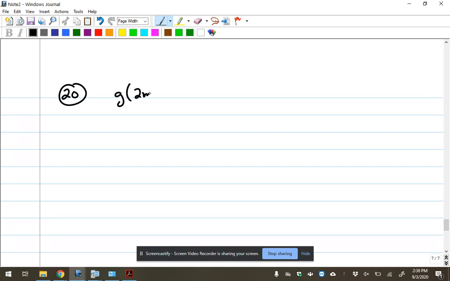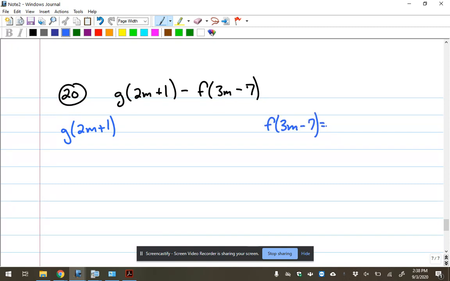G of 2m plus 1 minus f of 3m minus 7. So we're going to use those same two functions that we used earlier, and we're going to have to do some separate problems here. We're going to have to find g of 2m plus 1, and then we're going to have to find f of 3m minus 7, get those answers and then subtract them. Okay, so let's do the hard one first, the g of 2m plus 1. So that's going to be 2m plus 1 squared minus 5.